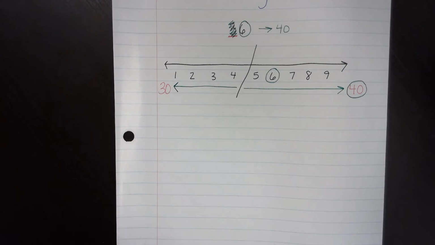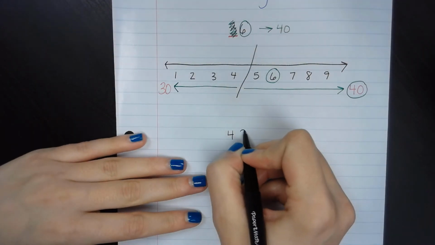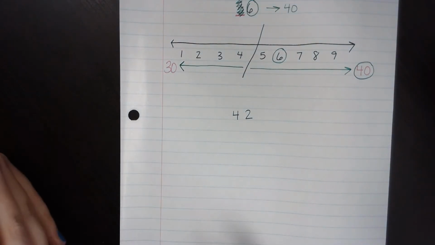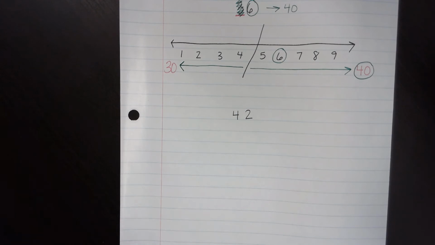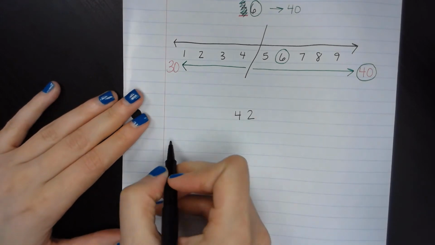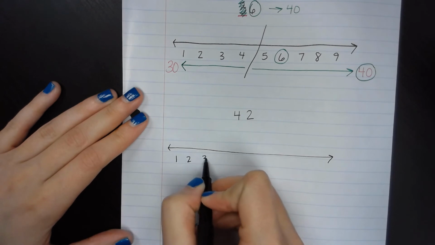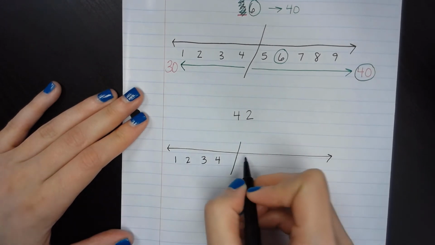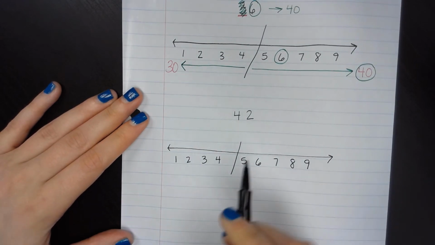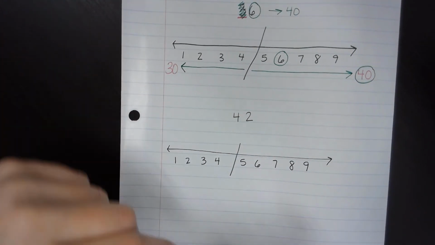Let's look at another example. What if we did the number 42? Okay. The first thing that we do, and it's very important that you walk through the steps in order. Step number 1, write your number. Step number 2, draw the rounding number line. 1, 2, 3, 4, line, 5, 6, 7, 8, 9. So that's your rounding number line. That's step number 2. So write your number, draw the rounding number line.